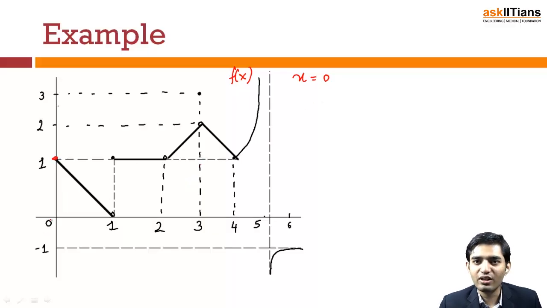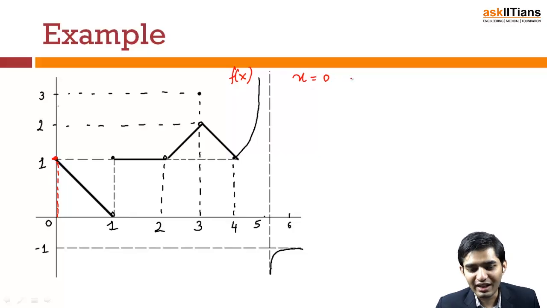f(0 minus) is not defined because there is no graph to the left side of 0, but there is some graph to the right side of 0. So the left side is completely not defined. In this case we will say that the function is right continuous. We learned about right continuous and left continuous. Here the left side is not defined, so we only talk about the right side. f(0) is equal to 1, and what will be the limit at 0 plus? The value of the function at 0 plus will also be 1. So the limit is equal to 1, the value of the function is equal to 1, and 1 is a finite number.